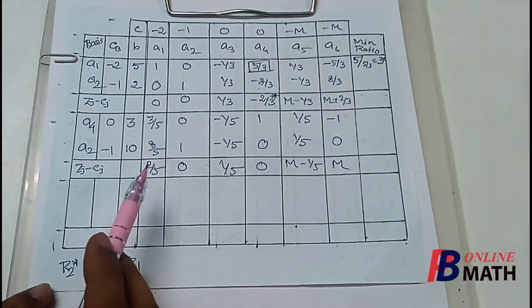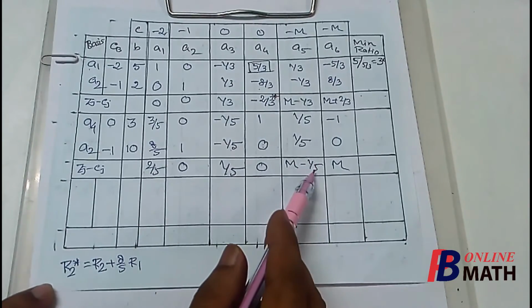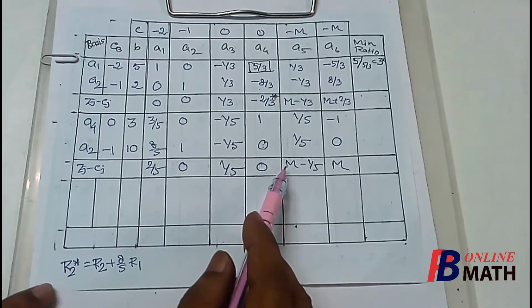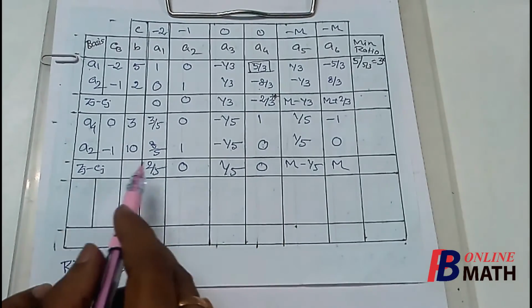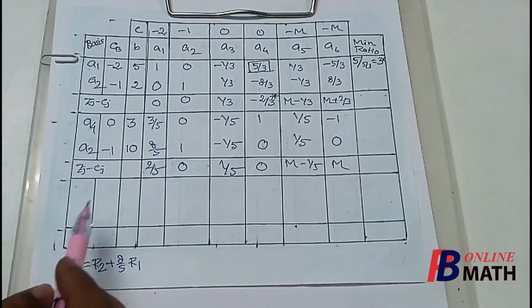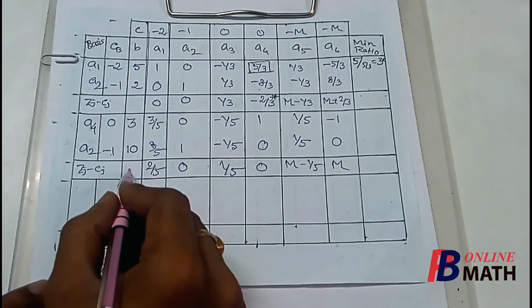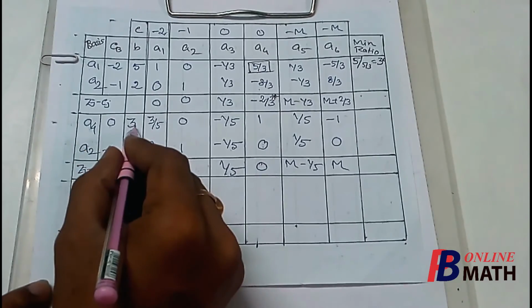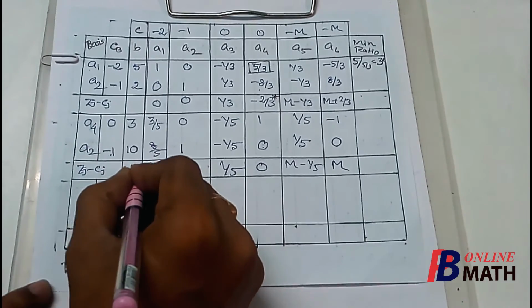Now here we find that all the values of Zj minus Cj are non-negative, because M minus 1 by 5 is positive, since M is a very large positive quantity. Therefore the optimality condition is satisfied. Therefore this solution is optimum. Now we can find this value. Now this will be 0 into 3 minus 1 into 10, which is minus 10.